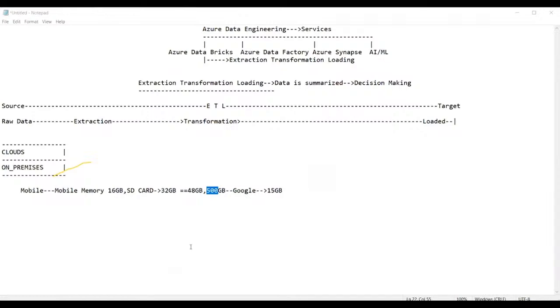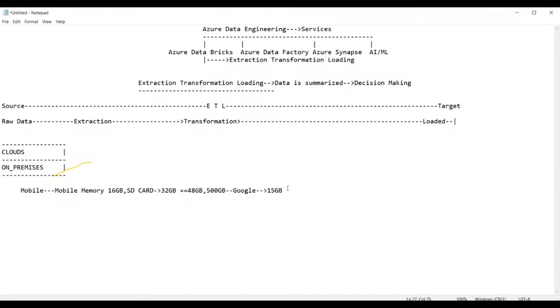My question is that my mobile memory already has 16 GB, and I have installed an SD card with 32 GB memory. Totally both the memories amount to 48 GB. But I have some more 500 GB of memory to be stored. So for that, I took the support of Google Drive, and Google Drive is providing only 15 GB. What is the alternative for me now?